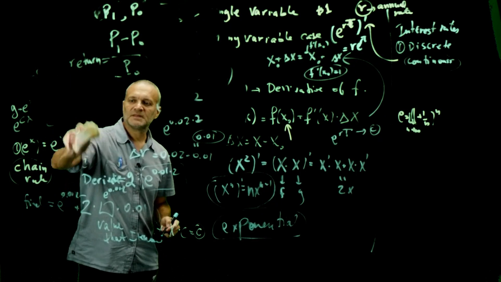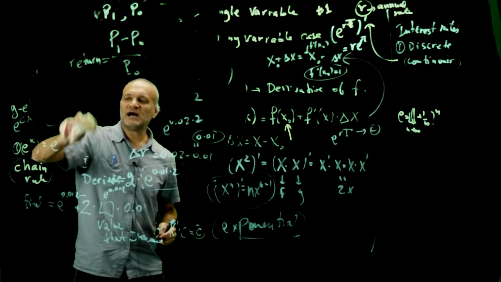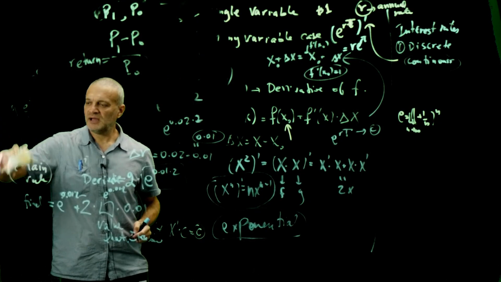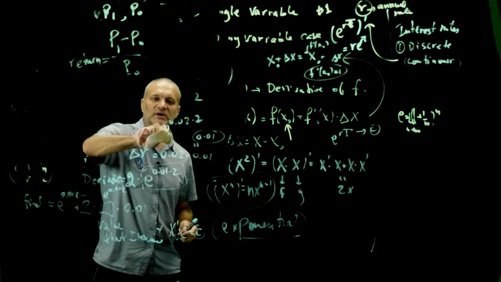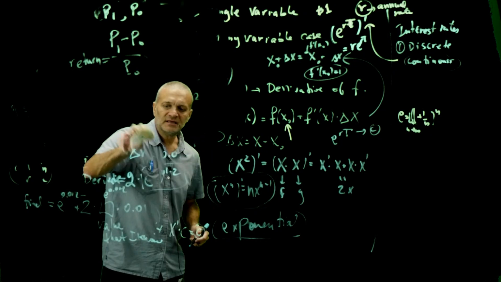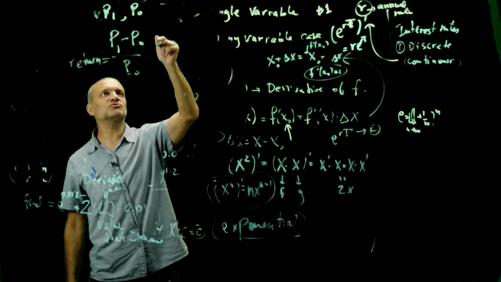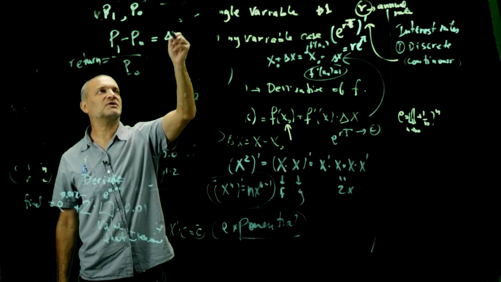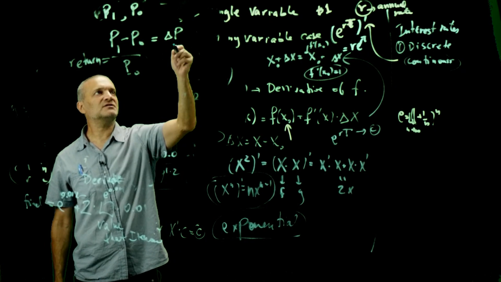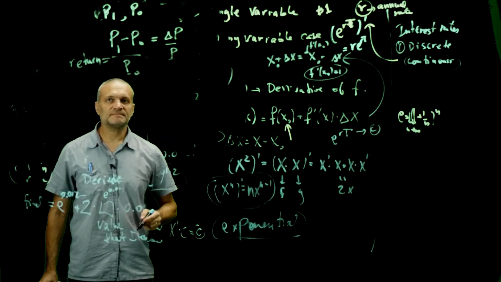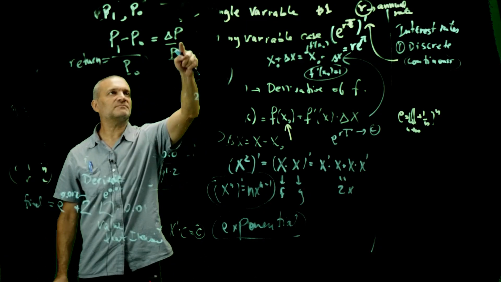Okay? Now, how do you handle this in a calculus way? This is just going to be delta of the price, and then you have the delta of the price divided by the price. Okay? What is delta of the price?